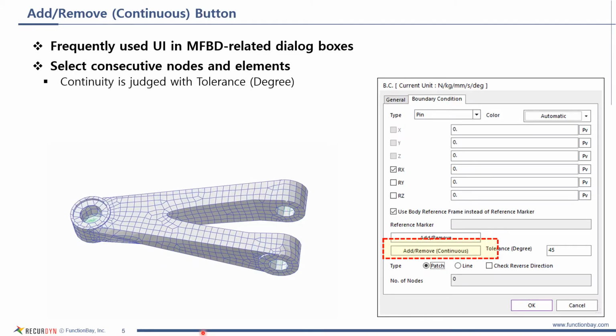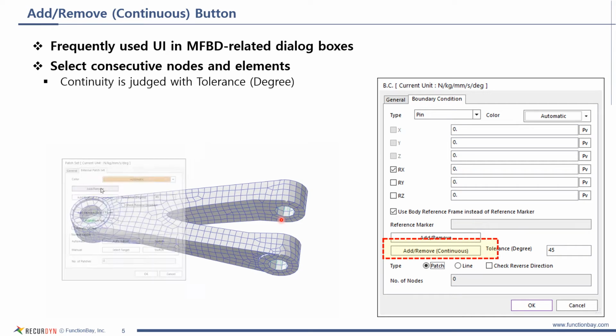Before introducing FFlex body edit mode, let me introduce one of the most frequently used UIs in FFlex body edit mode. This is the Add Remove Continuous button. This function allows you to easily select numerous elements when selecting nodes or elements.